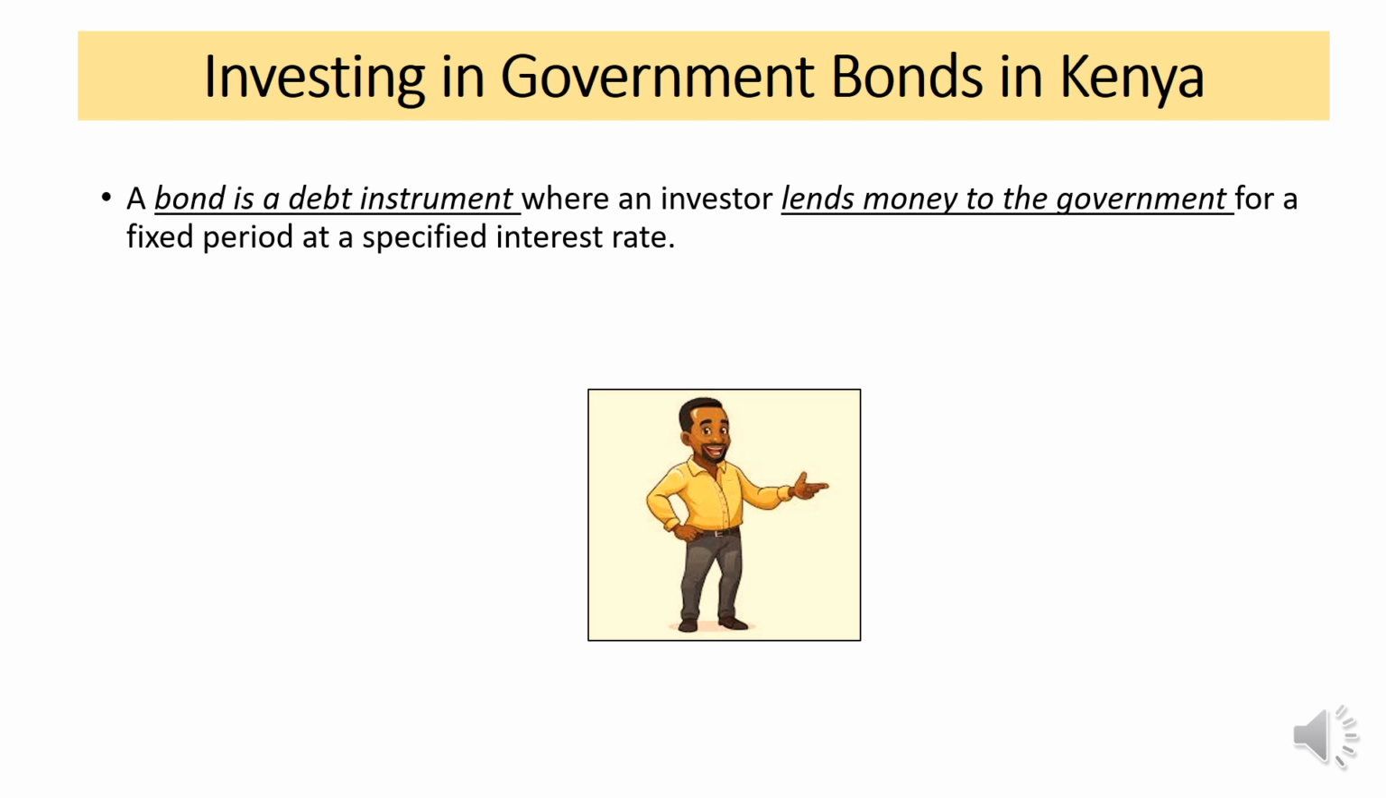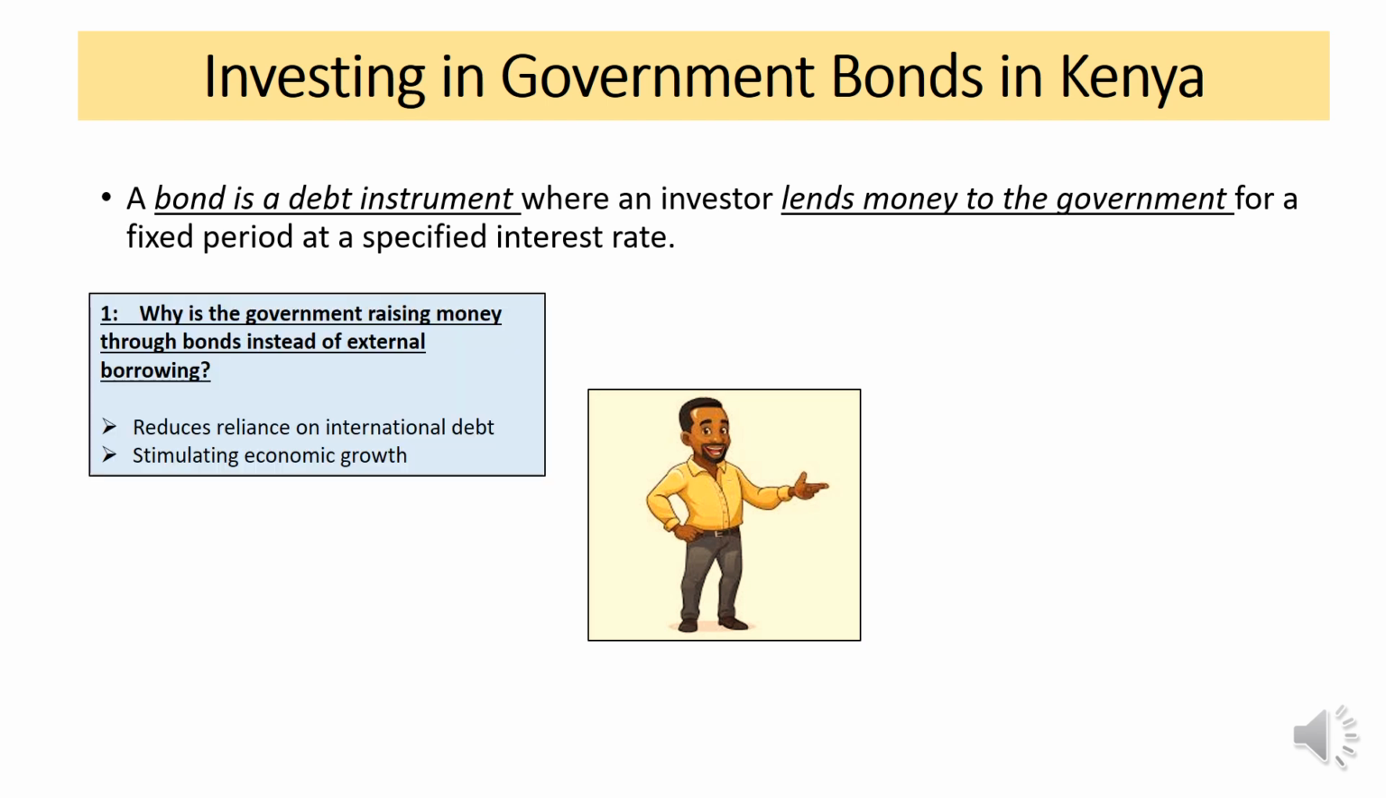Okay, so let's proceed to answer other critical questions that we usually ask when discussing such videos. So one, why is the government raising money through bonds instead of external borrowing? So we are used to government borrowing money every now and then. Whenever the government drafts a new budget every year, they always go to borrow money. But now, why is there this concept of bonds? Why doesn't the government just borrow money as usual?